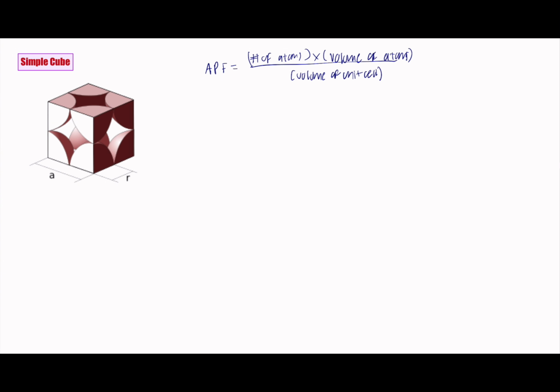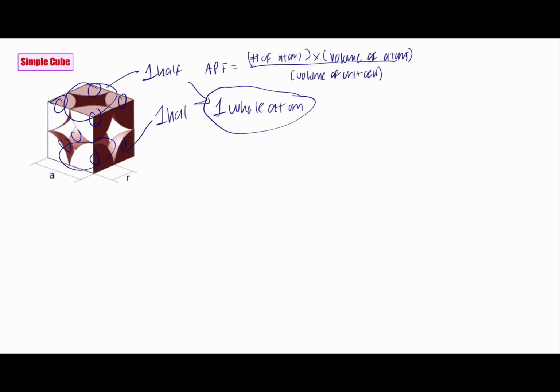We will first have to calculate how many atoms there are. If you count all these different sections, you will see that 4 of them make up 1/2, and 2 of these are going to make up 1/2. So combined, you will have 1 whole atom. So we have 1 whole atom for the simple cube. For this one, we also know that the volume of the unit cell is going to be a cube since this length is a.